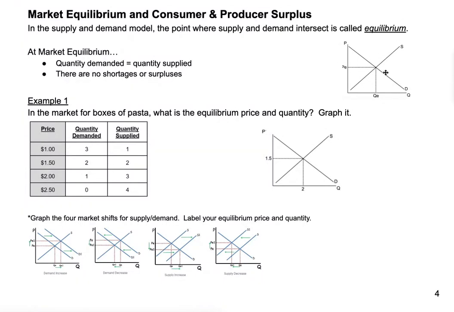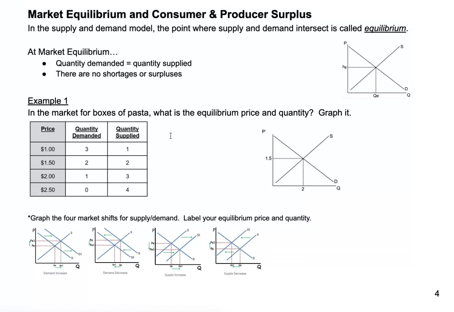So where these two intersect is called equilibrium. Now, what does that mean when you're at market equilibrium? It means that the quantity demanded at that given price is equal to quantity supplied. So that means there's no shortages, there's no surpluses. Everybody's happy. So let's look at an example of something.